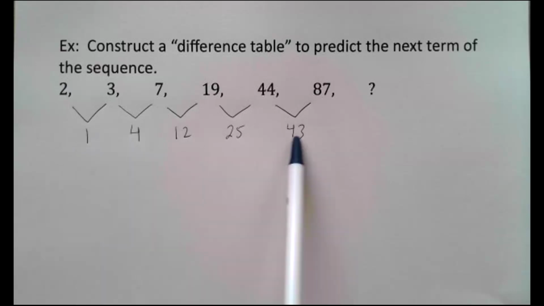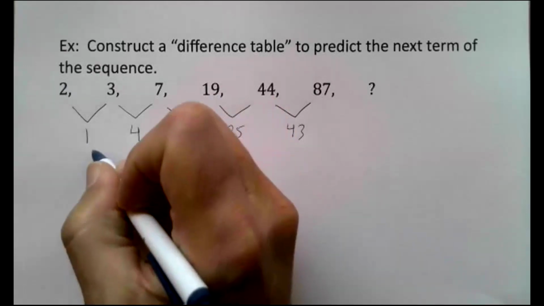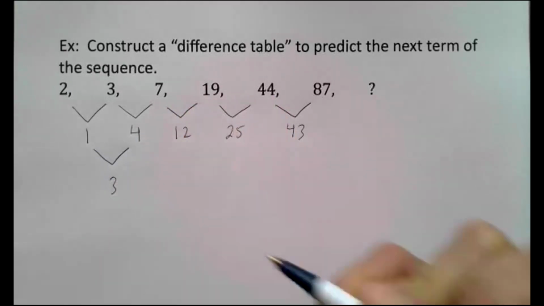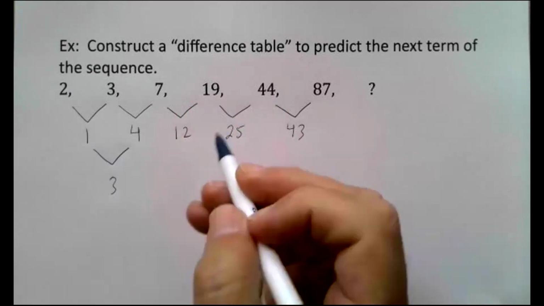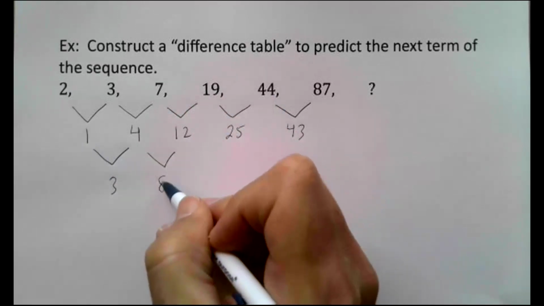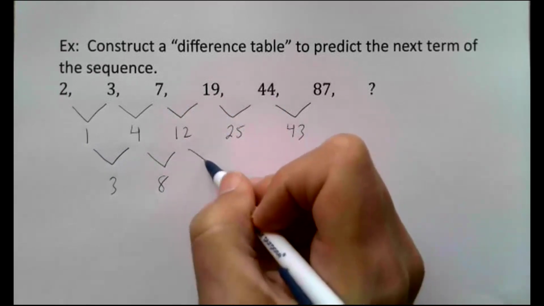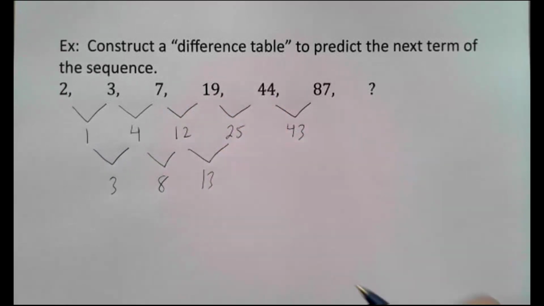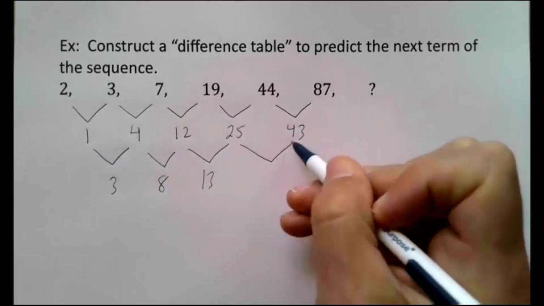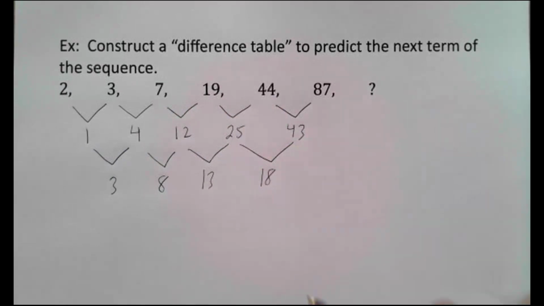I'm going to assume a lot of us cannot see a pattern right there, so let's make another line. 4 minus 1 is what should go here, right? 4 minus 1. 12 minus 4 is 8. 25 minus 12 is 13. 43 minus 25 is 18. I think a lot of you do see a pattern right now.